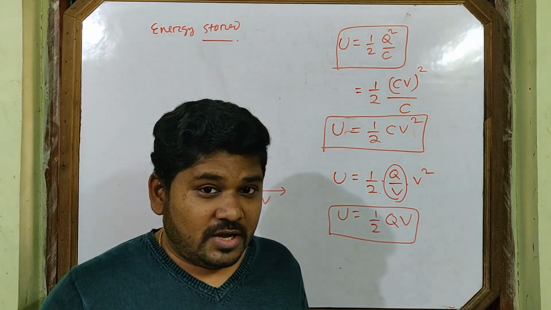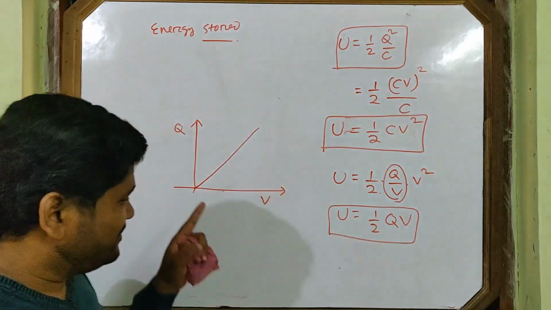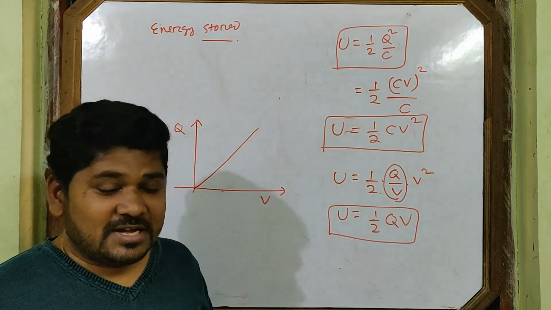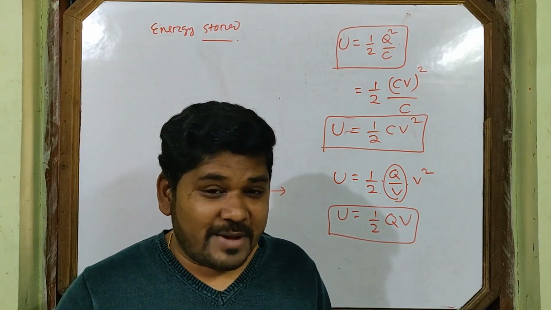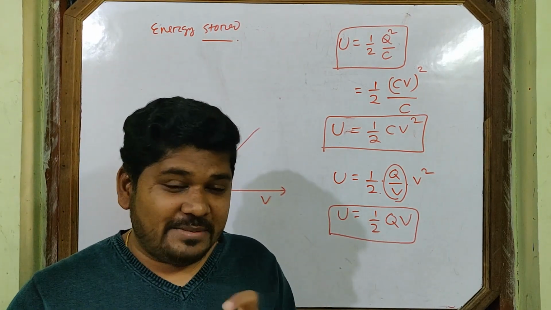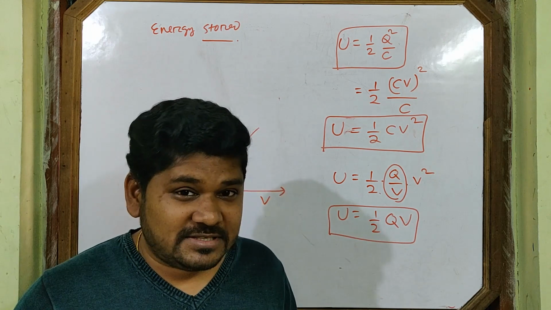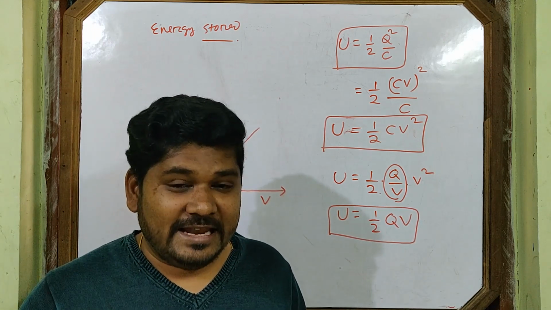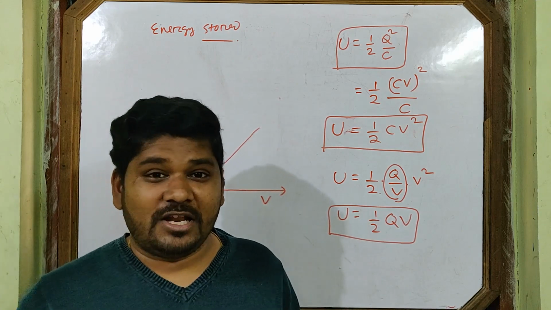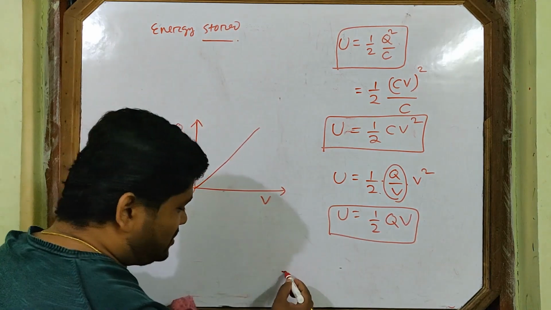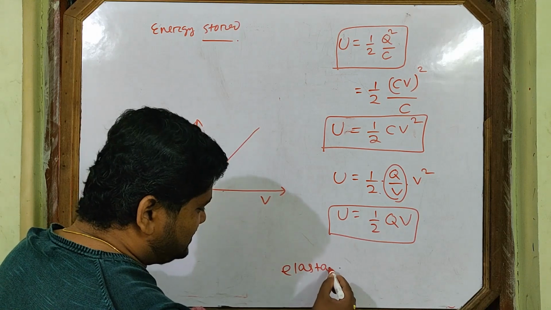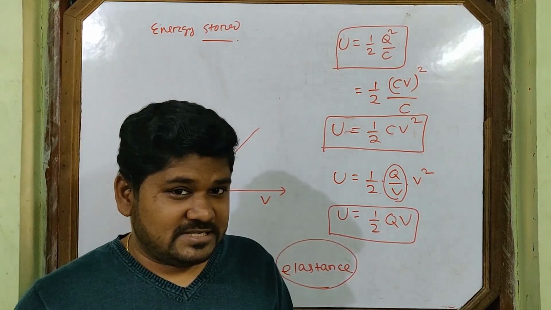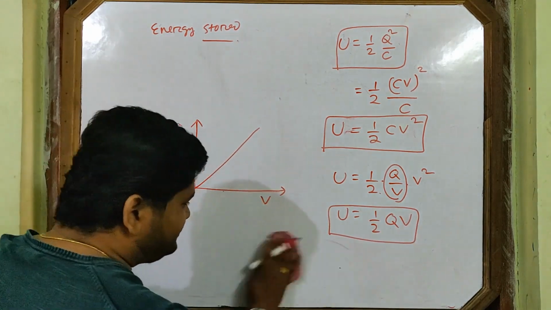I had also asked you one question. If this will be V and this will be Q, then the slope gives the reciprocal of capacitance. What name is given to the reciprocal of capacitance? I hope you already got the answer. That is elastance. Reciprocal of capacitance is called elastance, just like the reciprocal of resistance is conductance.